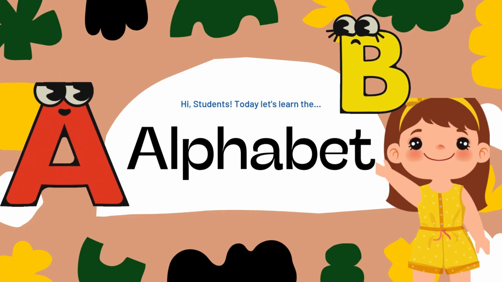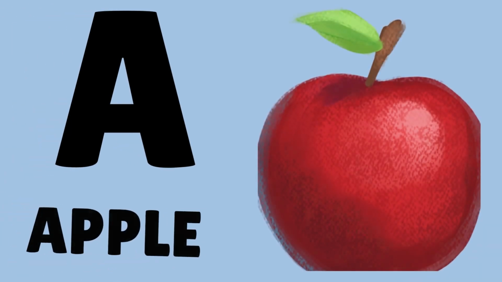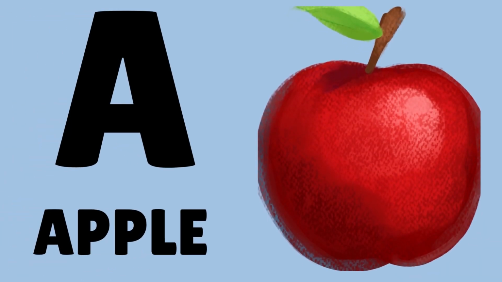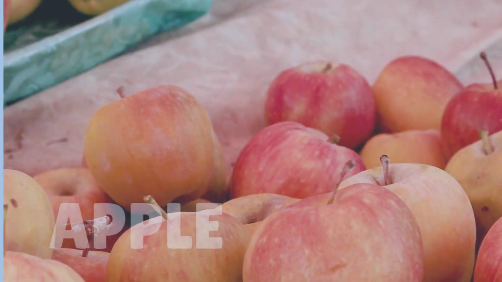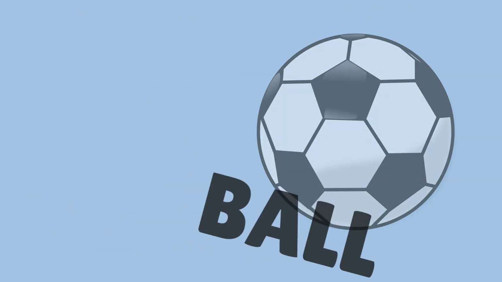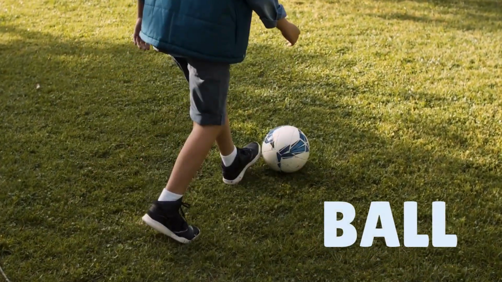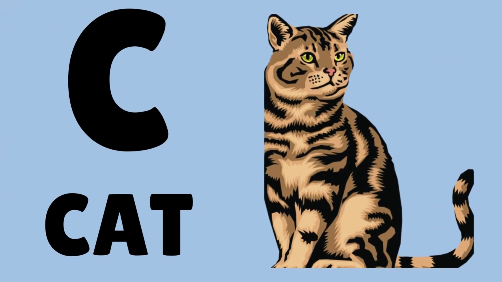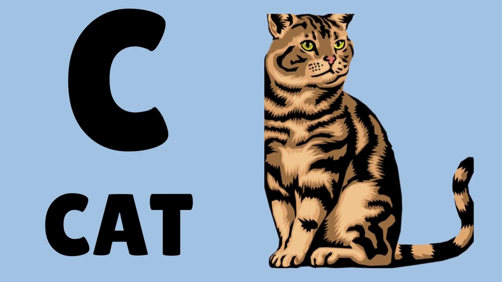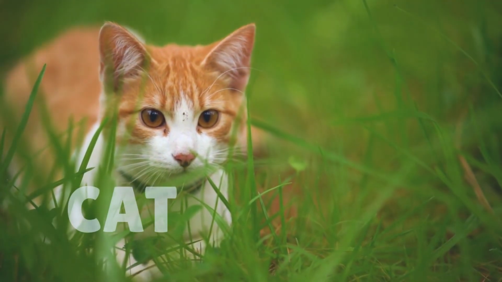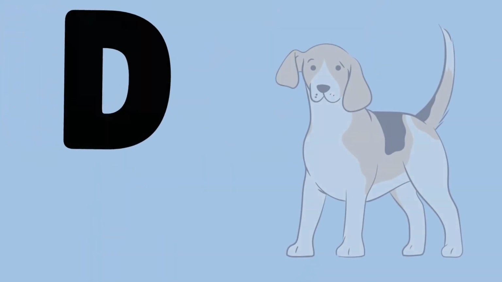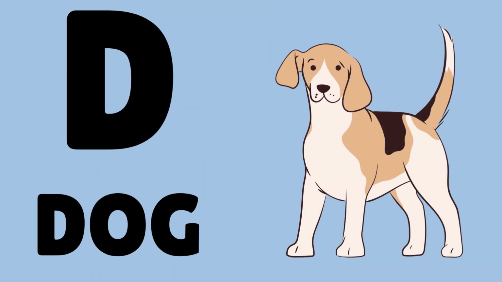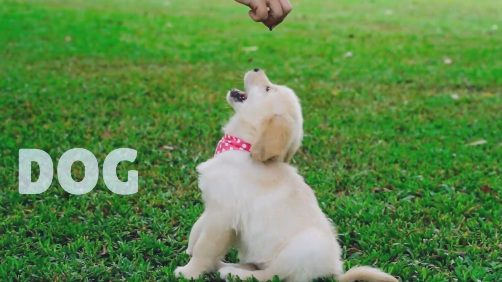Come on, let's start. A for apple. Apple. B for ball. Ball. C for cat. Cat. D for dog. Dog.